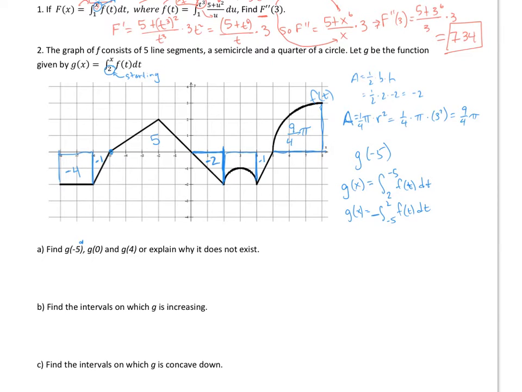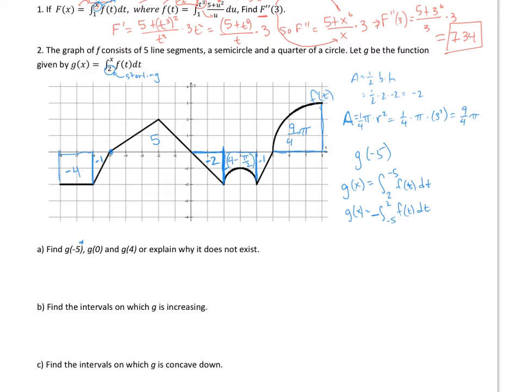So the rectangle is going to be 4. So it's 2 by 2. So the rectangle is 4. This is going to be 1/2 times the radius of 1 squared times pi. So I end up with 4 minus pi over 2 for that area. And this is a negative. So let's go ahead and make sure we indicate that this is a negative value because it's below the axes.